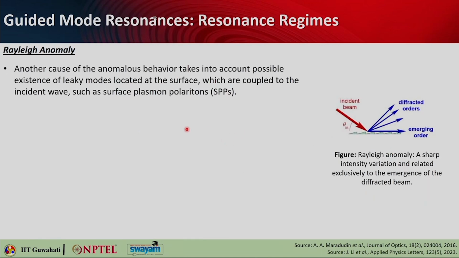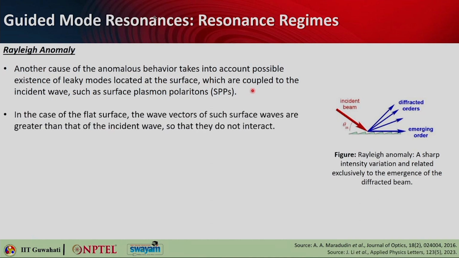Now, another cause of the anomalous behavior takes into account the possible existence of leaky modes located at the surface, which are coupled to the incident wave, such as in the case of surface plasmon polaritons. In the case of a grating, it is mainly for those diffracted beam orders which are basically parallel to the grating. In the case of a flat surface, the wave vectors of such surface waves are greater than those of the incident waves, so that they do not interact.